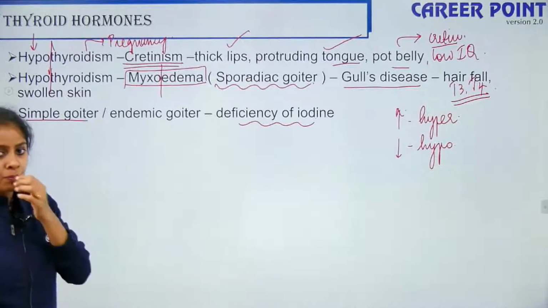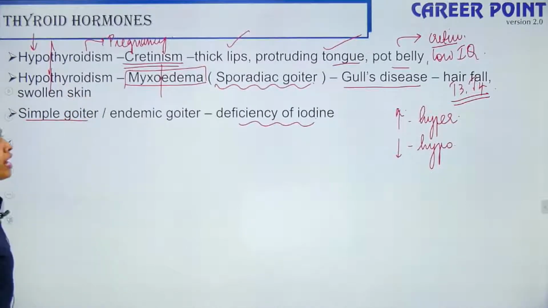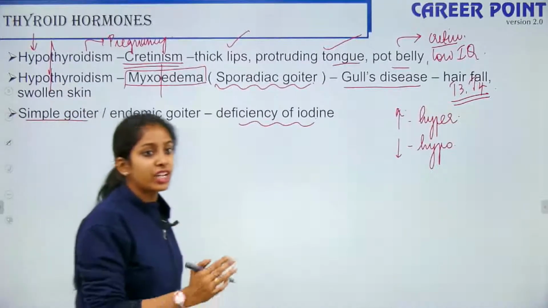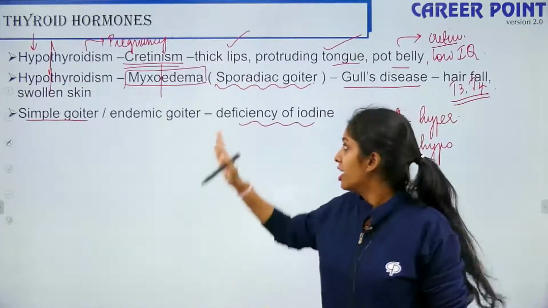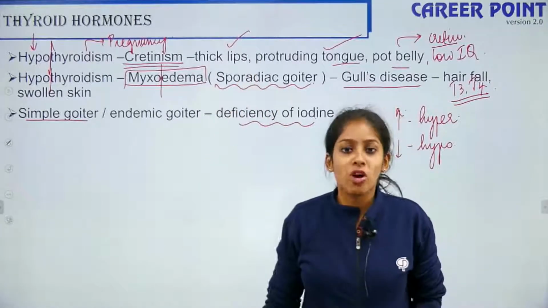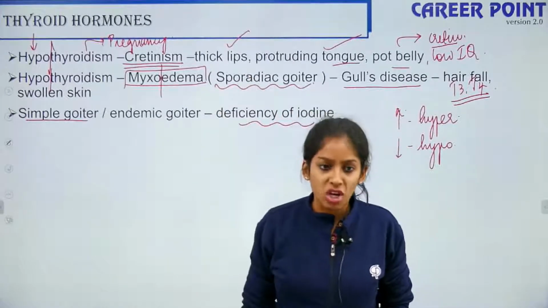Okay, that's fine, Vishal, not an issue. So simple goiter or endemic goiter is once again due to hypothyroidism. When you have less deficiency of thyroid, it is not a severe case like myxedema. Myxedema is genetic. Simple goiter is not genetic.